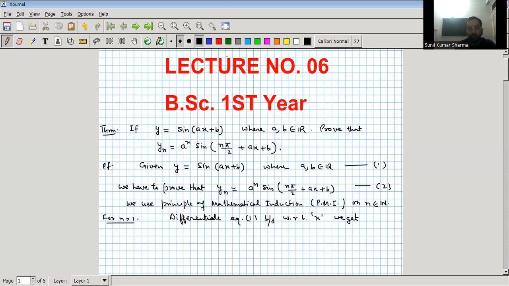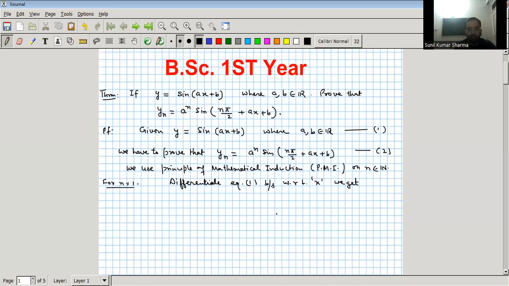In the principle of mathematical induction, we prove that the result is true for n equal to 1. If it is true for n equal to 1, then we assume that the result holds for n equal to some natural number k. Then we have to show that it is also true for n equal to k plus 1. If it is true, then we can say the result holds for all n belonging to natural numbers. So first we have to show that the result is true for n equal to 1.